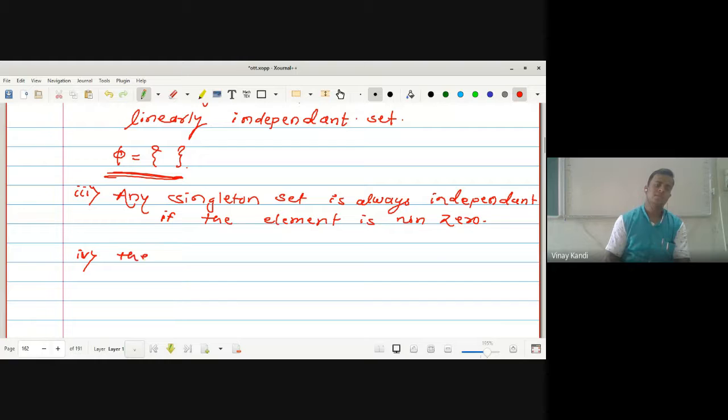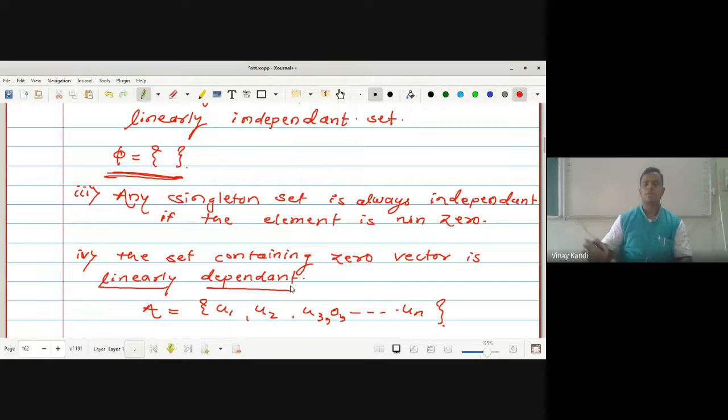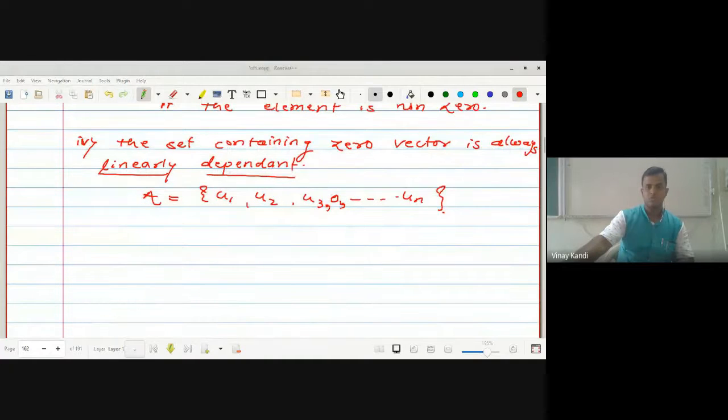And the fourth one: the set containing the zero vector is linearly dependent. What is the meaning of this sentence? Suppose A is the set containing u1, u2, up to un; I don't know whether these are dependent or independent. If this set contains the zero vector, then these vectors are linearly dependent. The set containing the zero vector is always a linearly dependent set. Okay, any doubt up to here? Say something. Any doubt up to here?